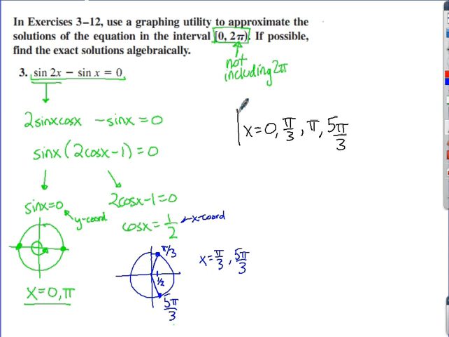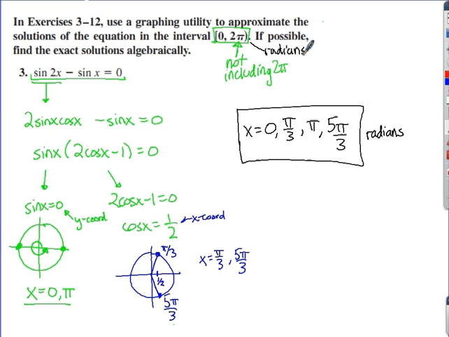Finished. One last little note. It is important that you write this in radians because the interval that they gave us was in radians. So if we write our answer in degrees, it doesn't really make sense because, for example, this one would be 180 degrees, that does not fall into this interval. So anyways, please just be consistent.